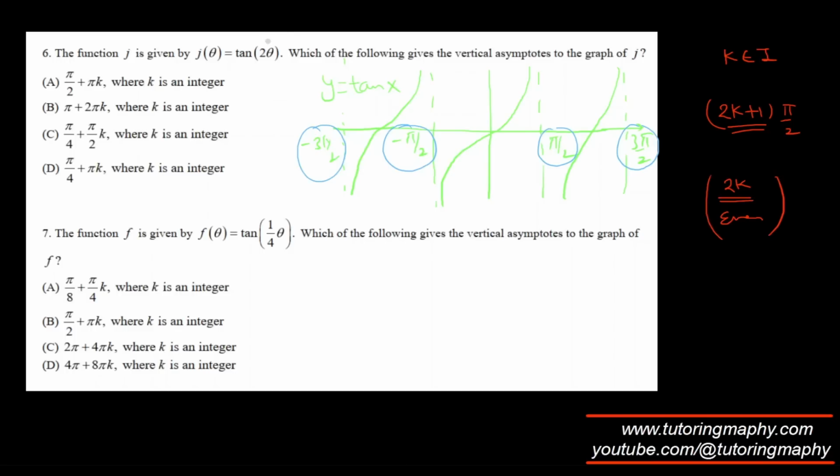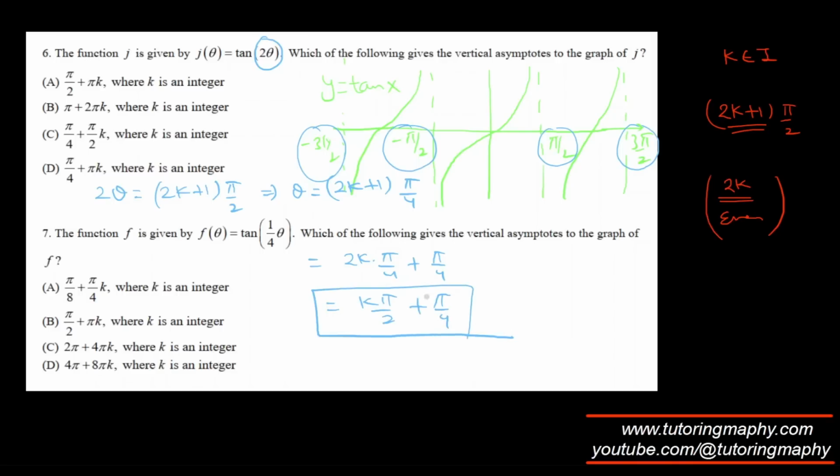All we have to do now is set the inside thing to (2k plus 1) pi over 2. And the value of theta will just be, divide both sides by 2. So the answer will be (2k plus 1) pi over 4. Let's distribute this 2k inside. So it will be 2k times pi over 4 plus pi over 4. 2 over 4 is... 2 2s are 4. So it will be k pi over 2 plus pi over 4. So pi over 4 is here and k pi over 2 is here. So it has to be option C. That's the correct choice.